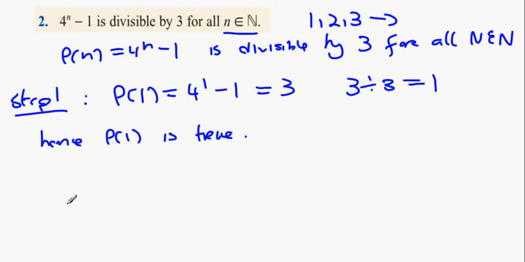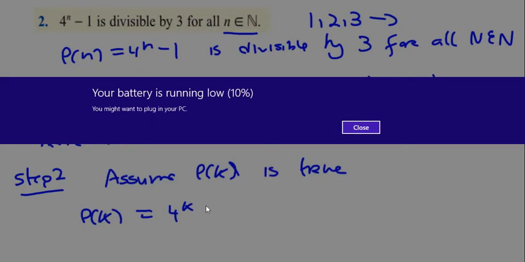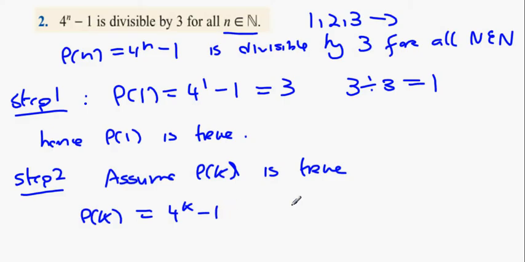Step 2. We're going to assume P of k is true. So P of a random variable k is true. So if P of k is true, then P of k is 4 to the power of k minus 1, and it's assumed divisible by 3.